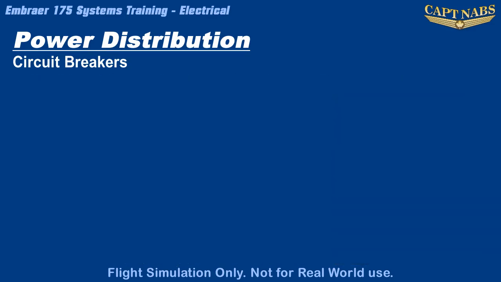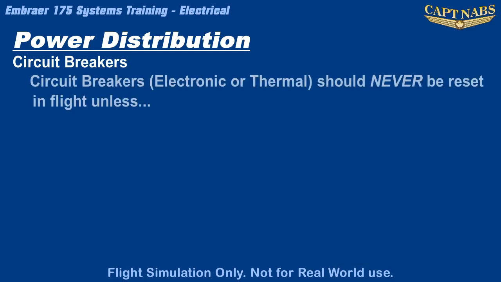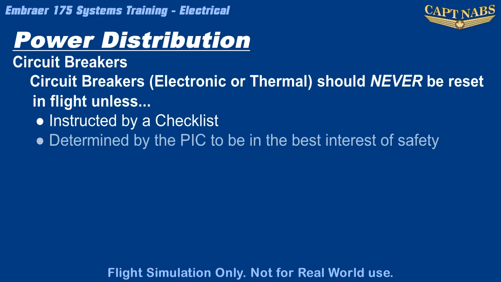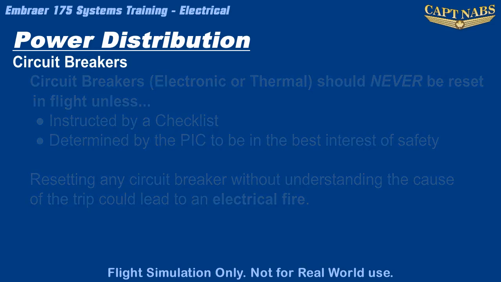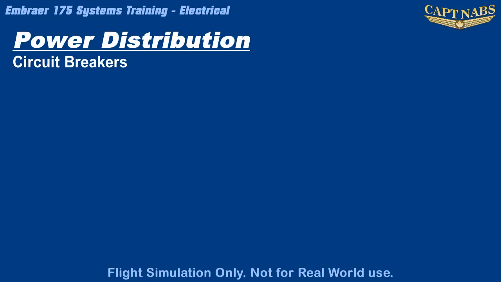It should be mentioned that, like traditional circuit breakers, tripped remote circuit breakers should not normally be reset in flight unless required by a checklist or if the pilot in command considers it necessary for the safe continuation of the flight. Remote circuit breakers, like their normal thermal cousins, are designed to stop circuits from overloading. Resetting a tripped circuit breaker without determining the cause could lead to an electrical fire and should only be done after careful consideration.